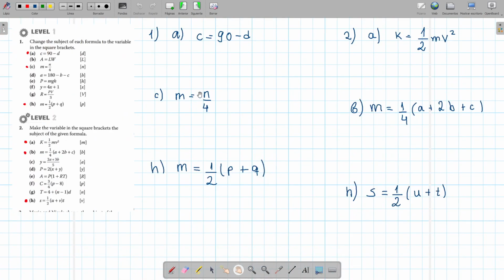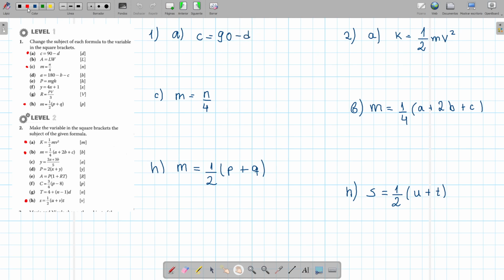Now we are going to change the topic a little bit. We are going to do some exercises from the book. We have these ones, level 1 and level 2, where we have to change the subject of each formula to the variable in square brackets. Which means that, for example, in the first exercise, instead of having C alone, we have to have D alone.